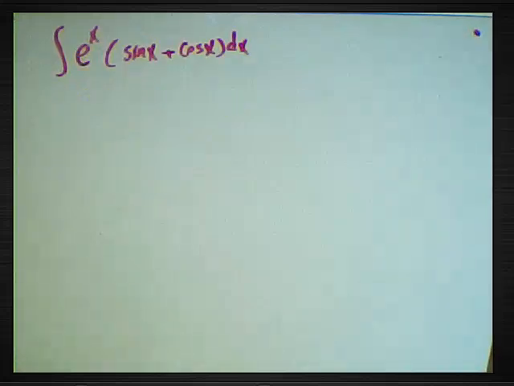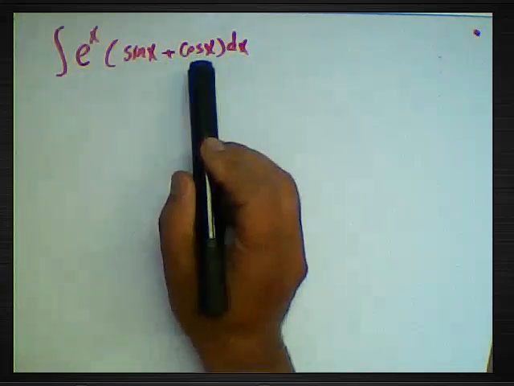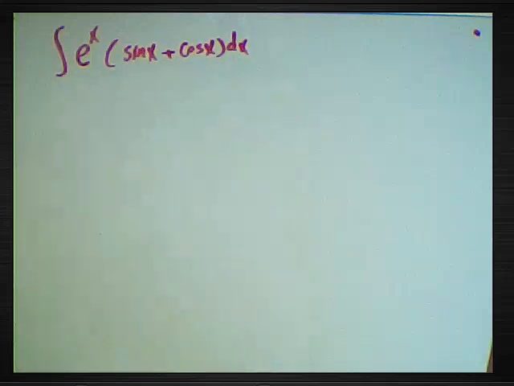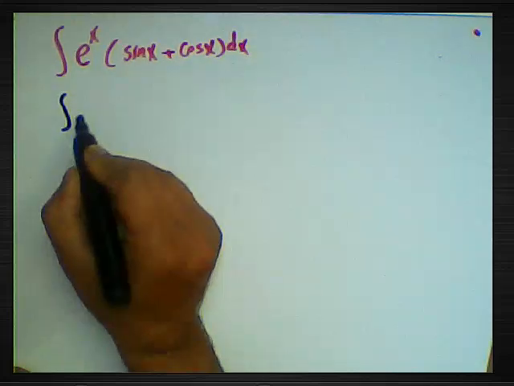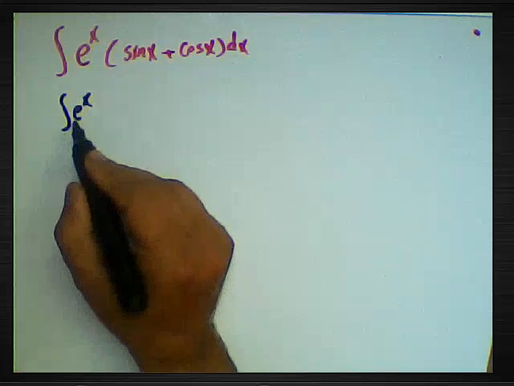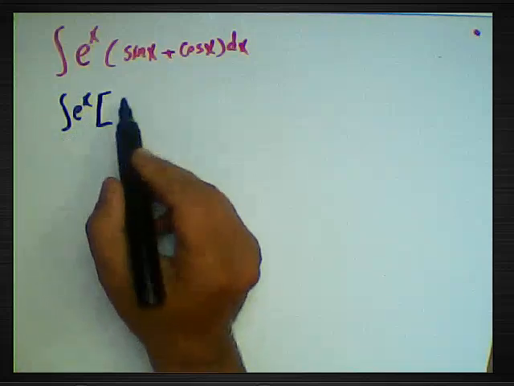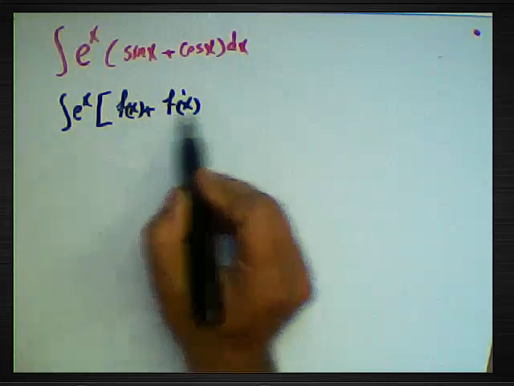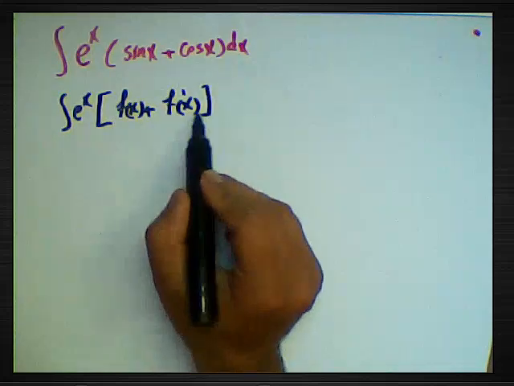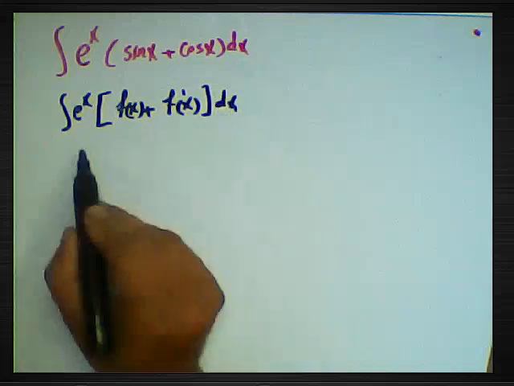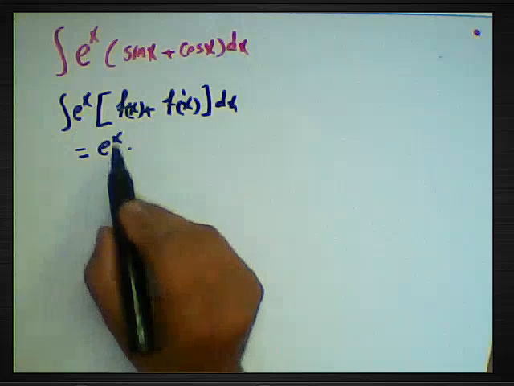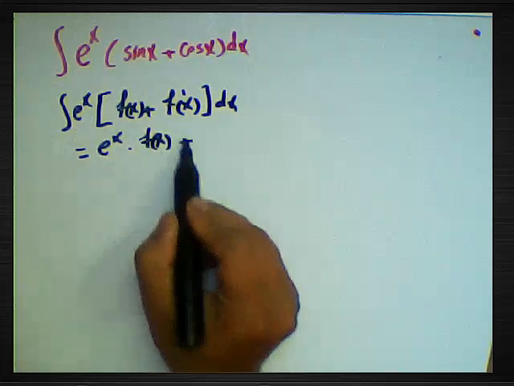Integration of e power x multiplication by sine x plus cosine x. We have two functions here. The derivative of sine is cosine, so we must use this rule. Look at this rule: the integration of e power x multiplied by f of x plus f dash of x, the derivative of the function behind it. The result will be what? We can write e power x multiplied by f of x plus constant.